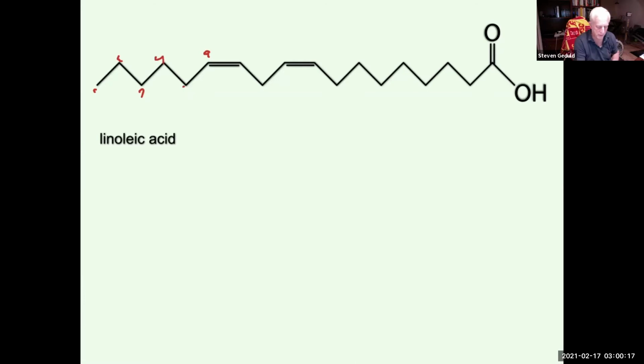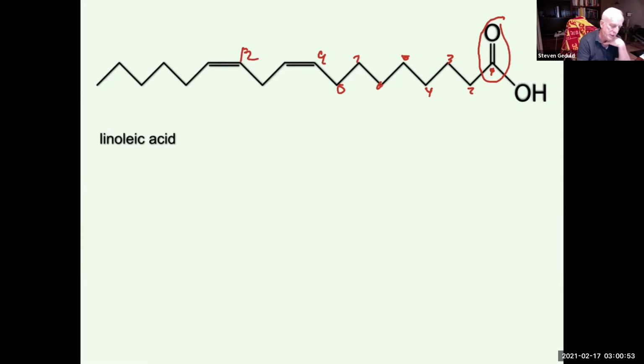Oh, I'm going wrong. I'm going backwards. Hold on. Let me erase that. Okay, this is a number 1 carbon. We haven't got there yet, but we will with carboxylic acids. We start at what's called the carbonyl group, which is a double bond oxygen. This is a carboxylic acid. So there's 1, 2, 3, 4, 5, 6, 7, 8. Remember 9, 10, 11, and 12. Remember at 9 and 12, there were double bonds and they're both cis. So there's 18 carbons total.